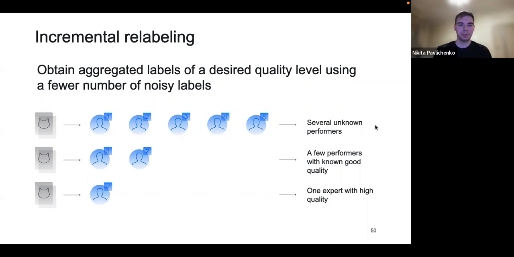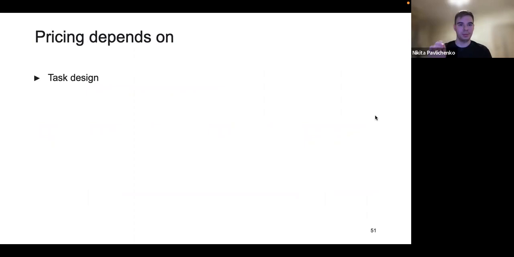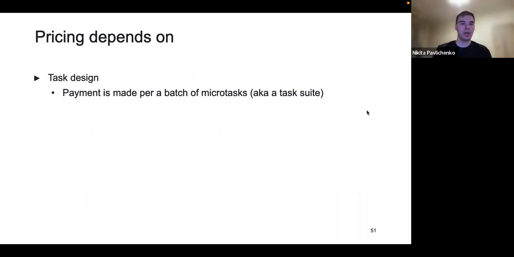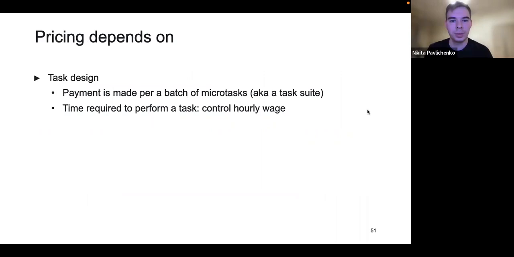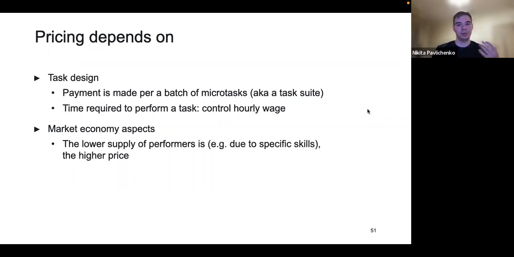And of course, it's a good idea to set up a dependence of your price on quality, but also price should depend on the task design, because if you have a lot of tasks on a single page, for example, you should pay more for this page. It depends on the time required to perform the task. You might control some hourly wage of your annotators, or it depends on some market economy aspects, because if you need performance with some specific skills, you need to assign higher price.